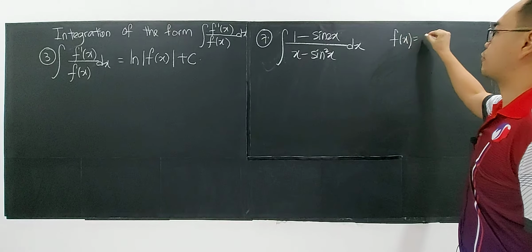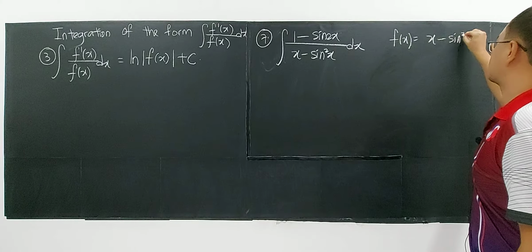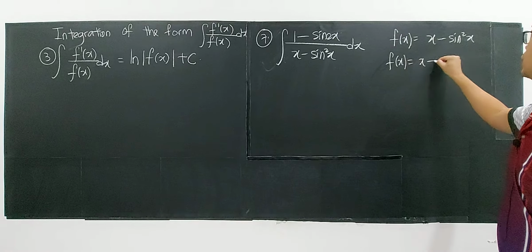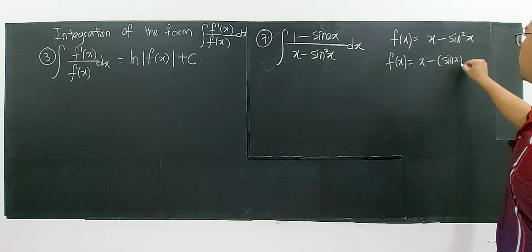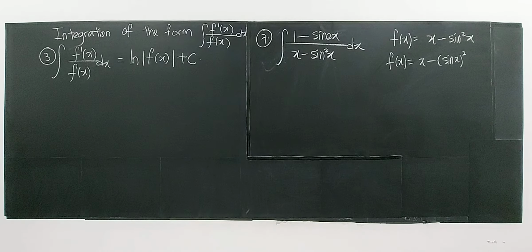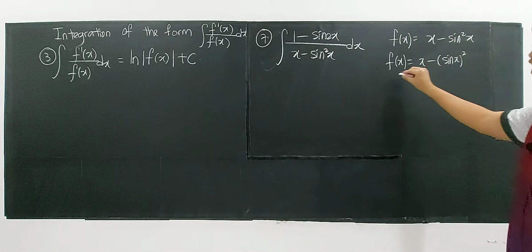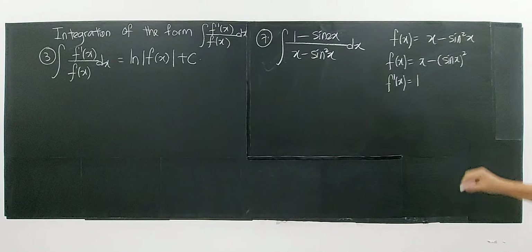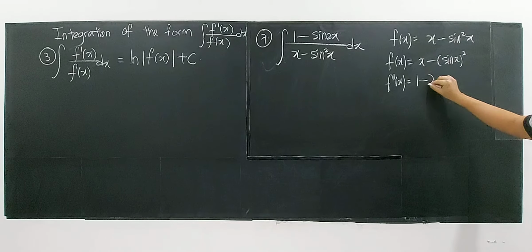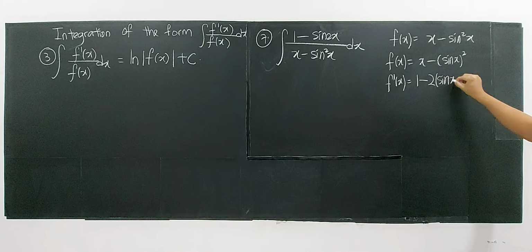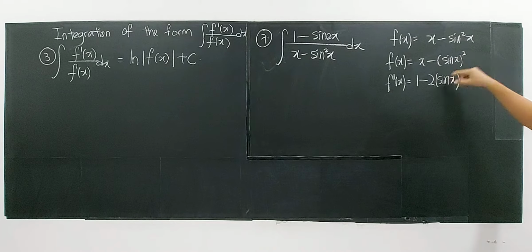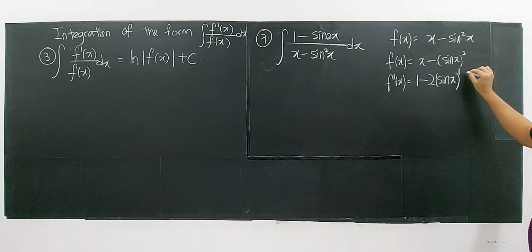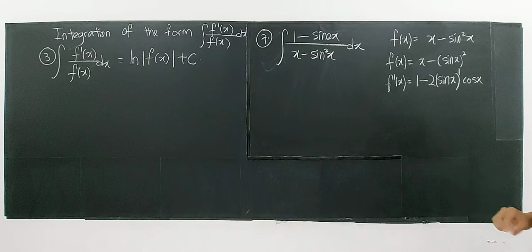So let's say I have my f(x) to be x minus sine square x. Before I differentiate, I usually ask students to write this as sine x to the power of 2. Then I start differentiating. Differentiating x, you have 1. Then negative, bring down the power, apply the chain rule: 2 sine x, and the 2 minus 1 becomes 1. And don't forget to differentiate the sine, which gives you cos x.